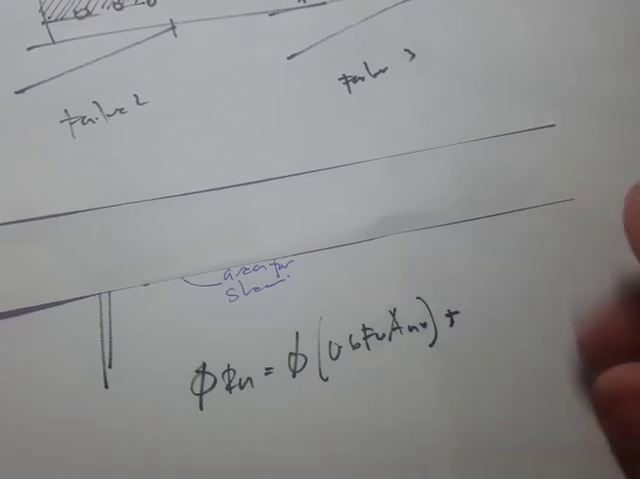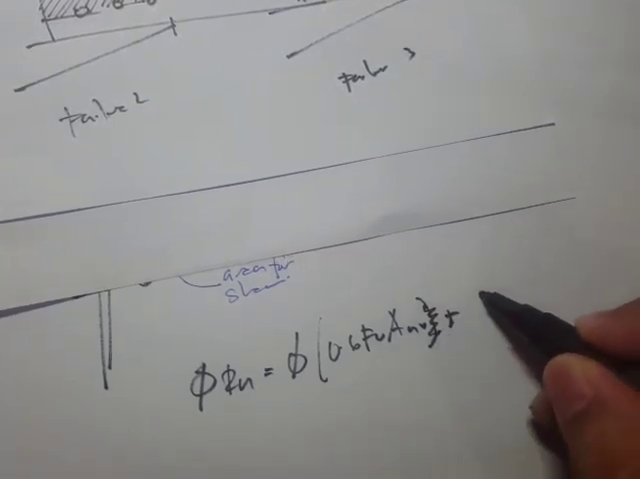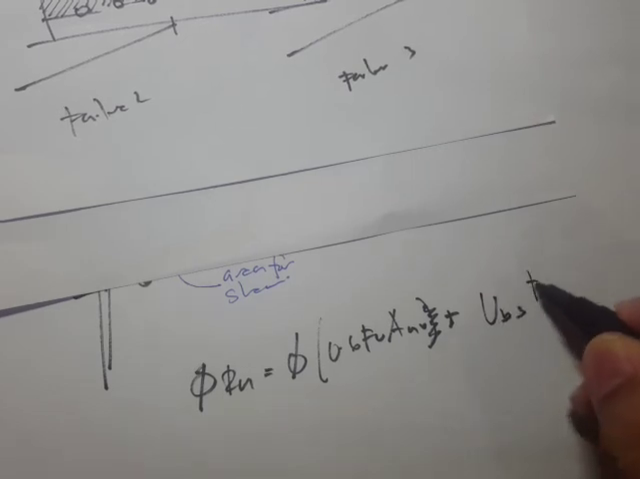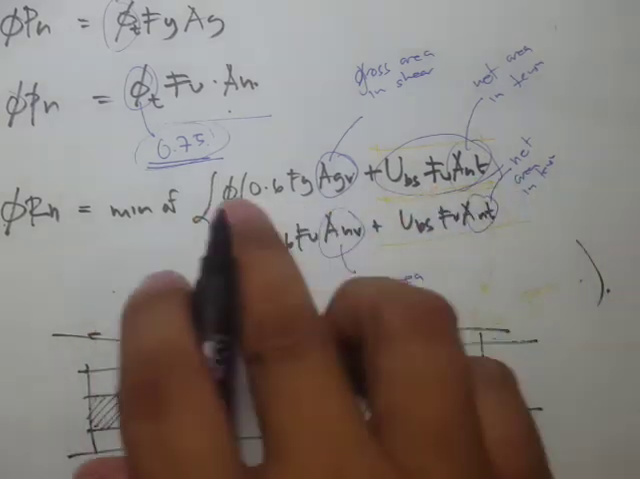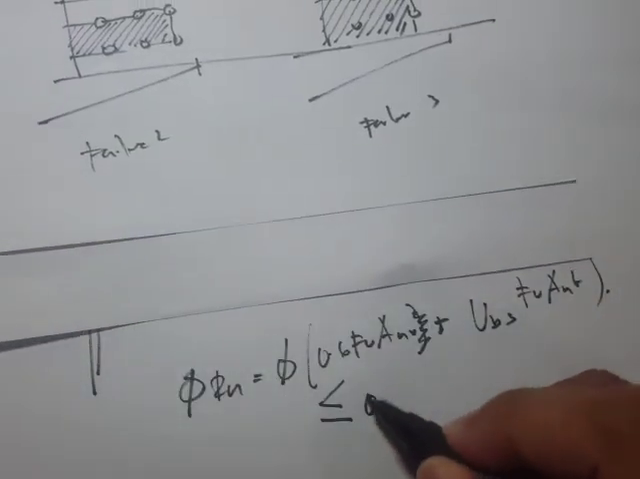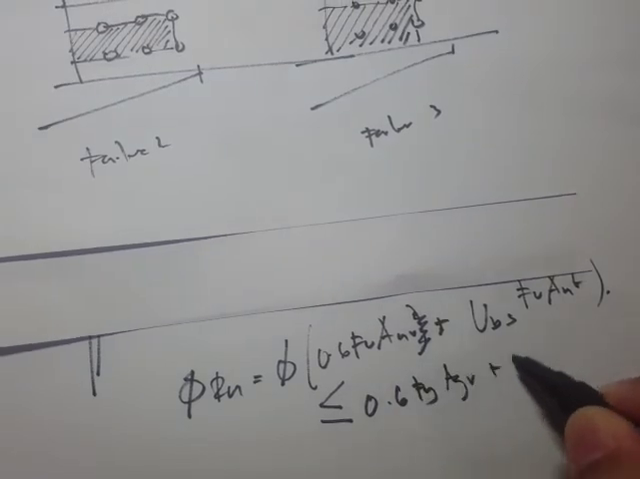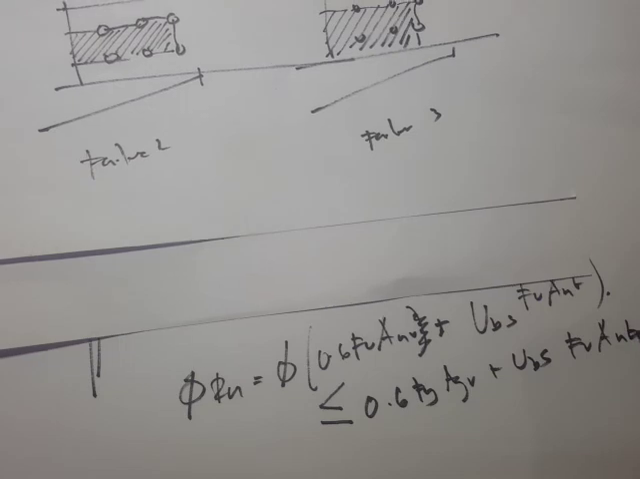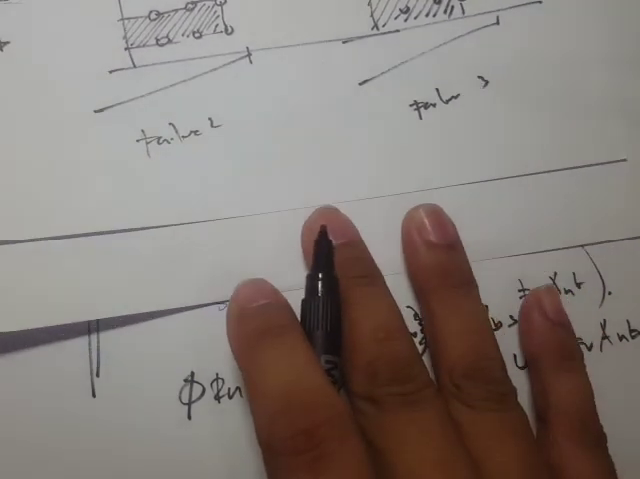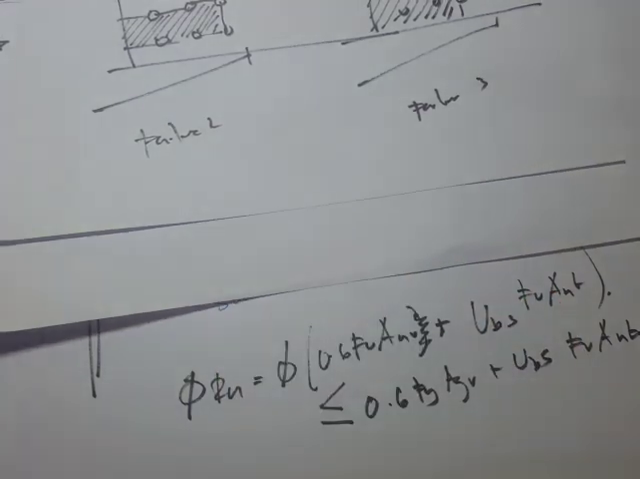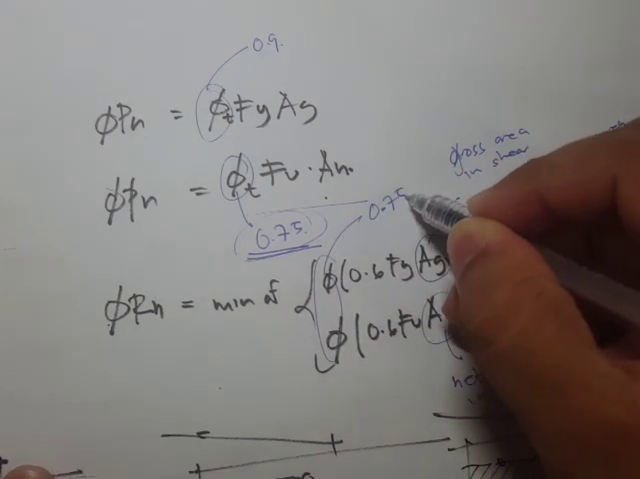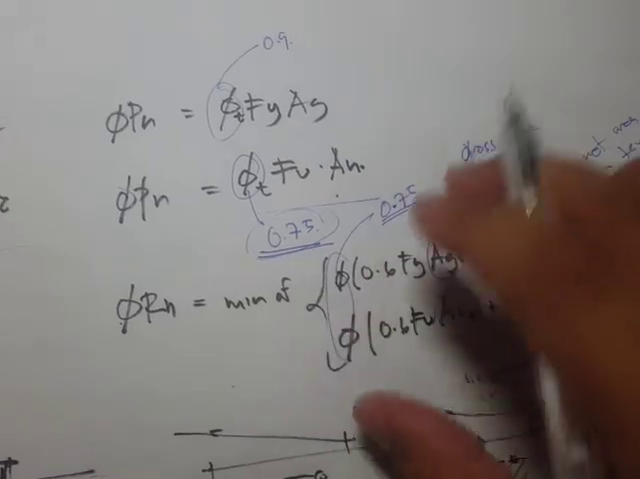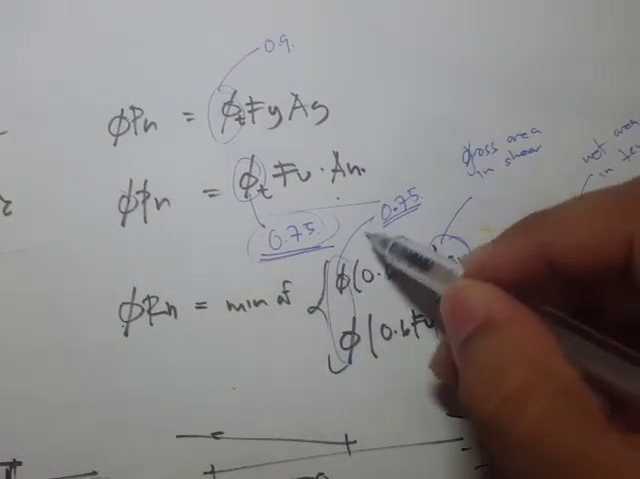Plus, sorry, it should be here, plus UBS Fu ANT. This must be less than or equal to the upper condition here, so this is the limiting value, which should be 0.6 Fy AGV plus UBS Fu ANT. Also, the strength reduction factor here is taken as 0.75. Since it's a fracture, a sign of failure, it has a lower reduction factor value.